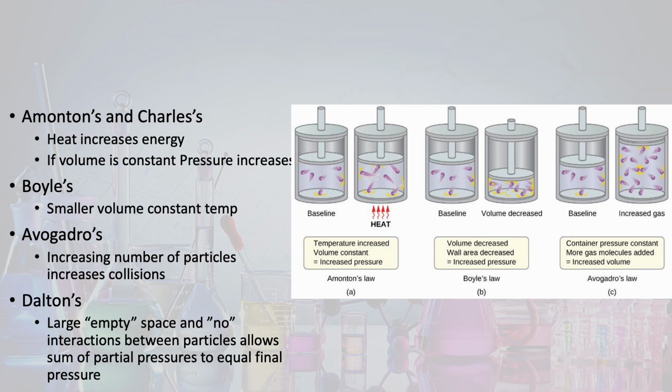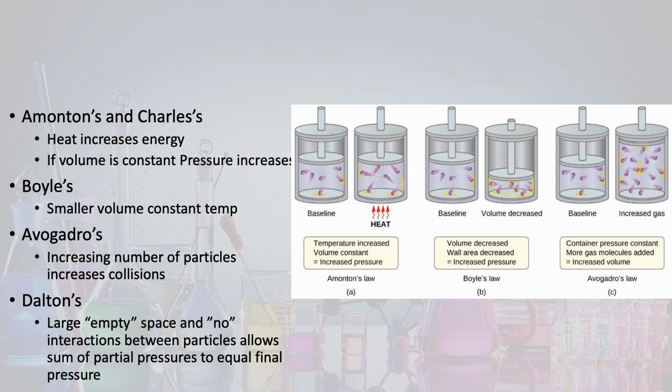So what does this look like back to some of our common gas laws that we've discussed, right? So Amontons' and Charles' law, right, where heat increases energy and volume is constant, volume is constant as pressure increases. Boyle's law, where the smaller the volume under a constant temp, you can see over here.